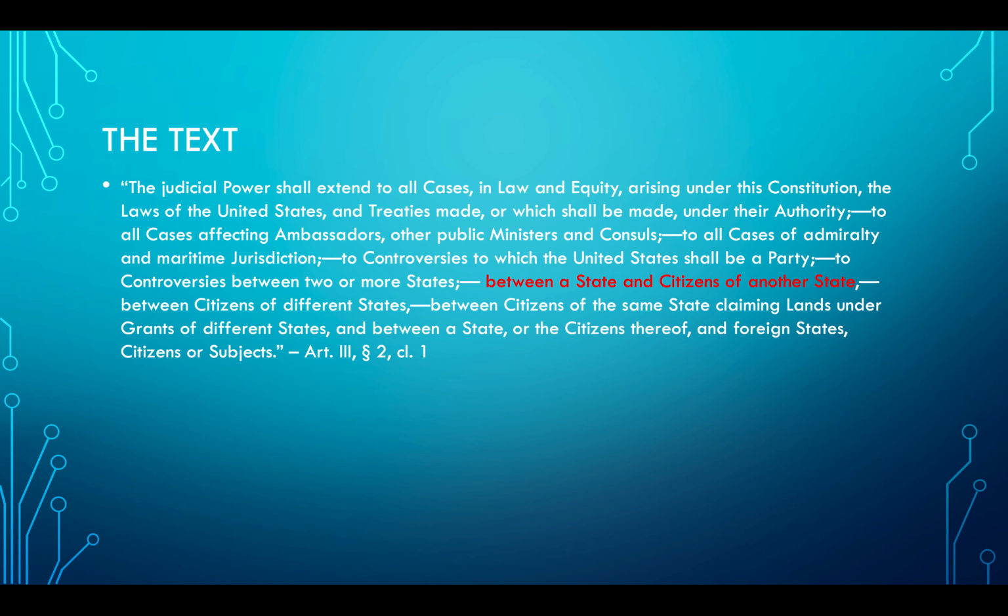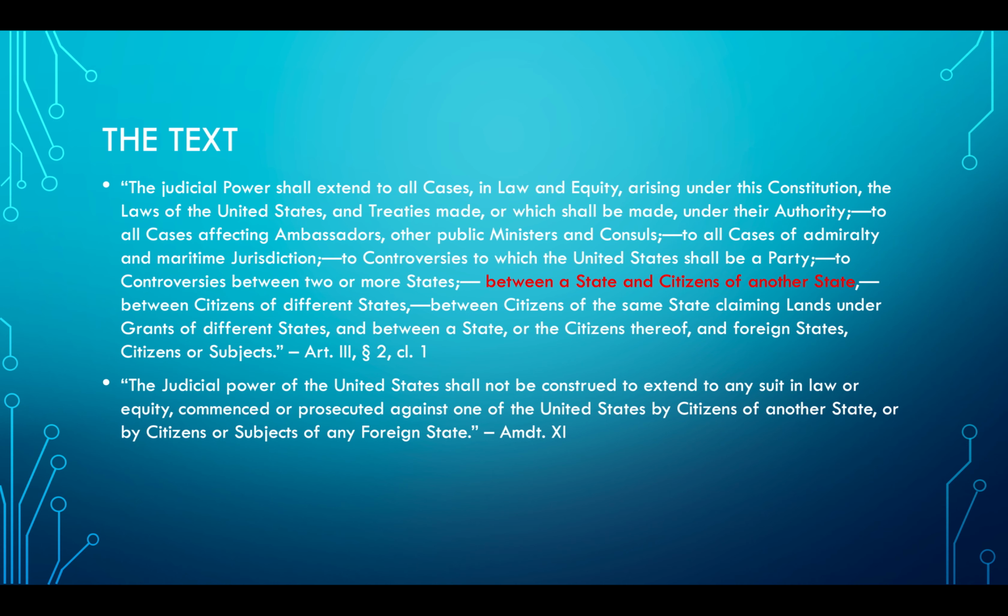Let's read the text of the 11th Amendment, the very first amendment adopted after the Bill of Rights. It says, "The judicial power of the United States shall not be construed to extend to any suit in law or equity, commenced or prosecuted against one of the United States by citizens of another state or citizens or subjects of any foreign state." So how did the 11th Amendment come to be?